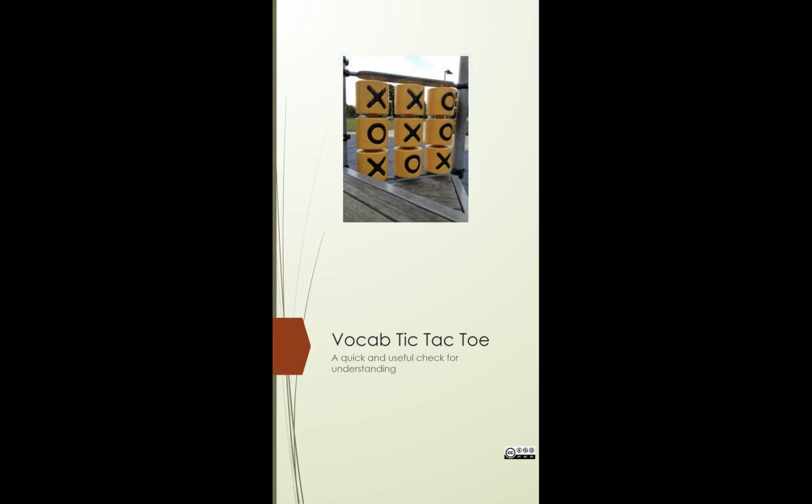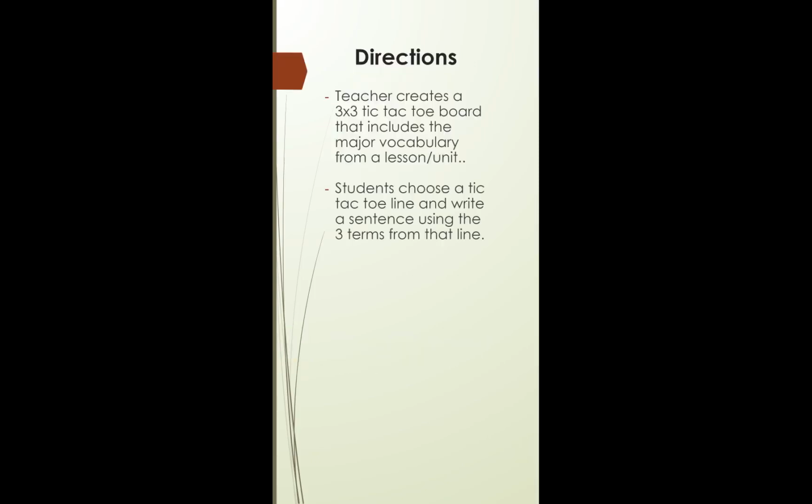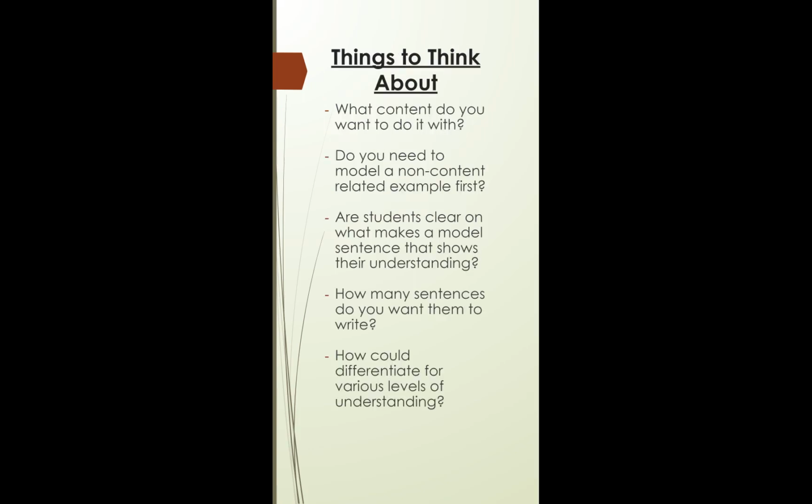We're going to be talking about vocab tic-tac-toe today. It's a quick and useful check for understanding. If you've never done it before, basically a teacher will create a 3x3 tic-tac-toe board that includes major vocabulary. And students will draw a line that would essentially give them a tic-tac-toe, and they will write a sentence using those three terms.